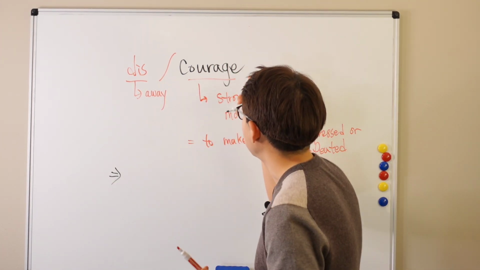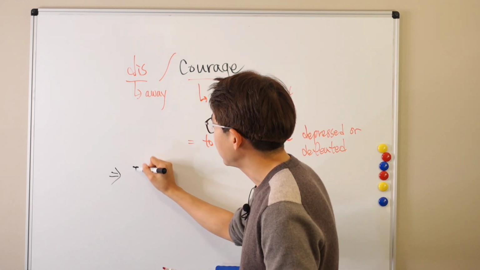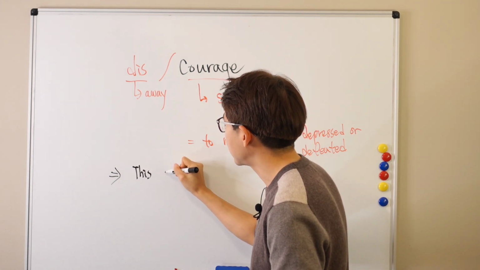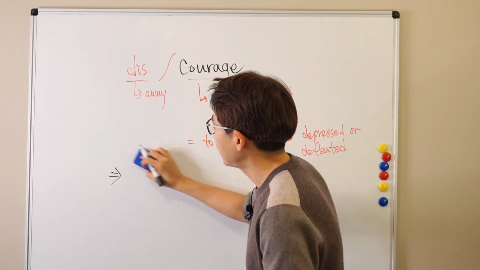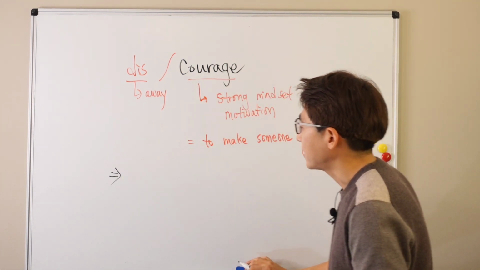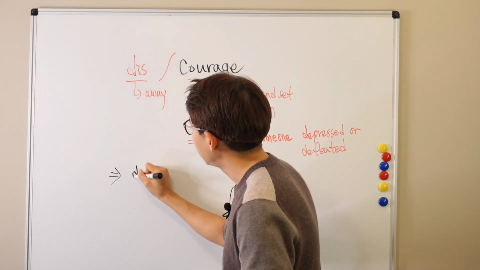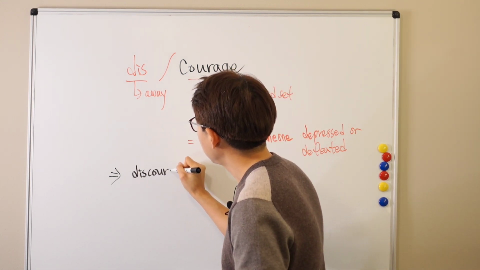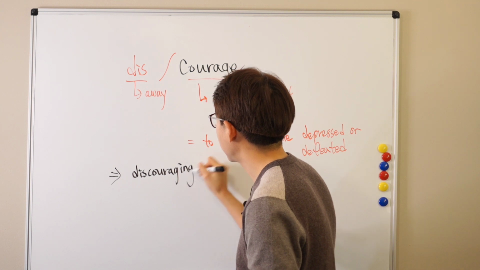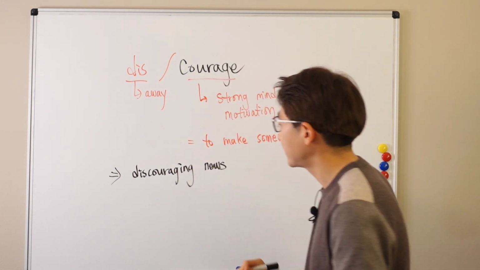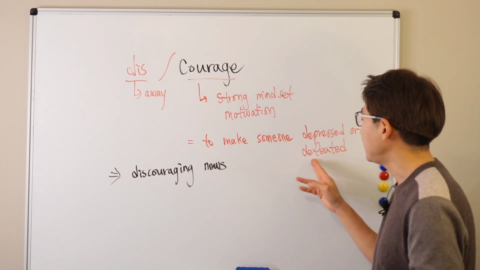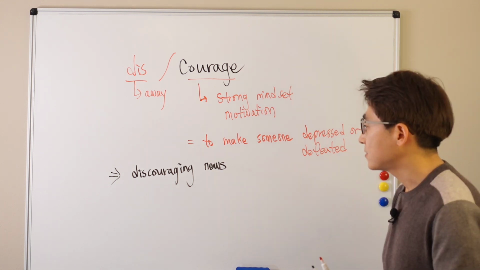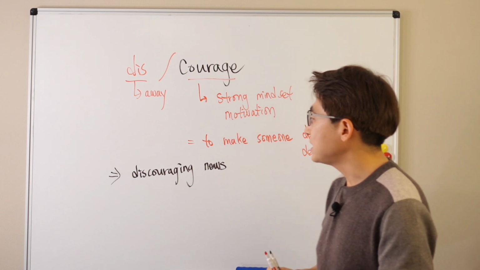So discourage could be used as an adjective by adding ing, and we can give an example like discouraging news. So anything that makes you feel depressed or defeated, that's what discouraging means.